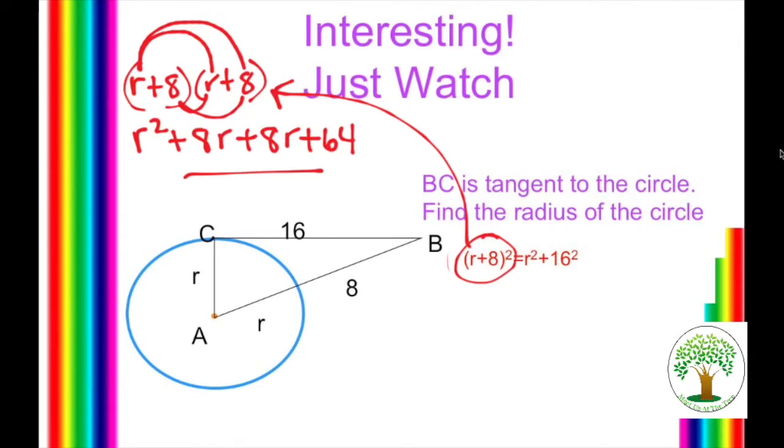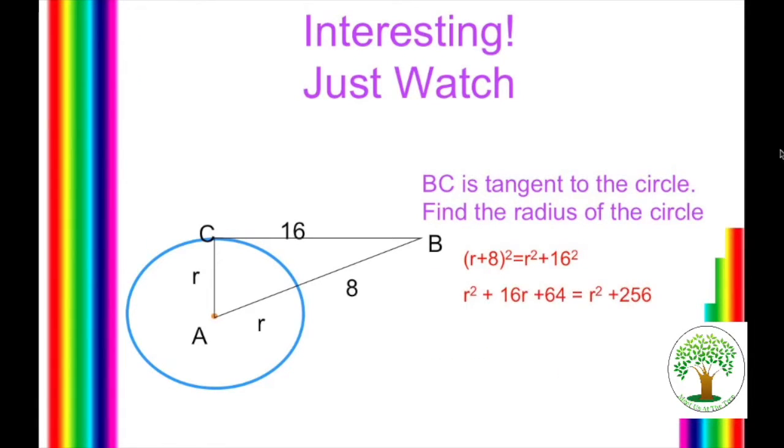16r? Yes, 16r. Here we go. So this is how it comes here. So we have this. That's what we did. What's going to cancel out? R squared. The r squareds are going to cancel out because we're going to subtract them out on both sides, right?